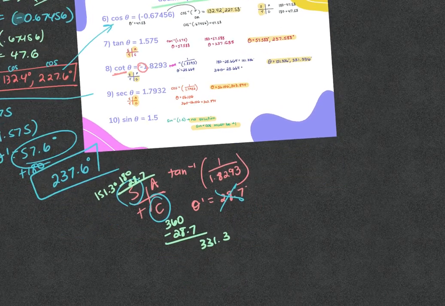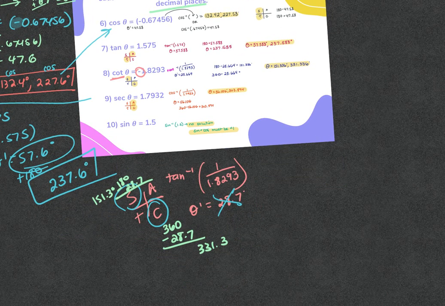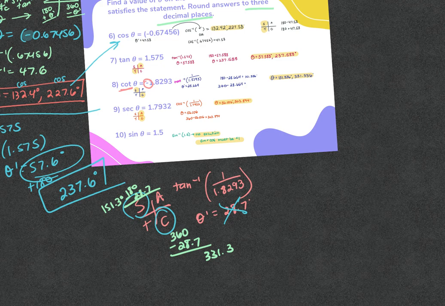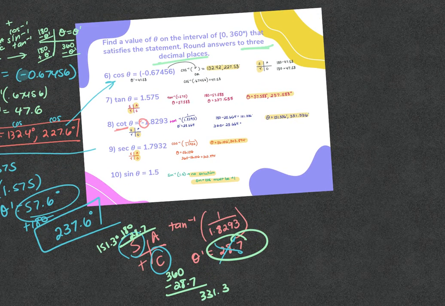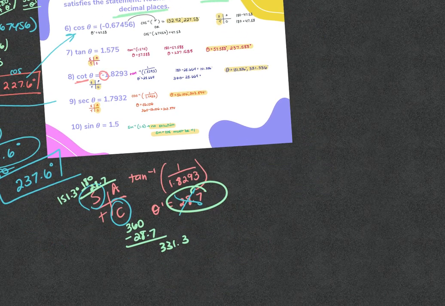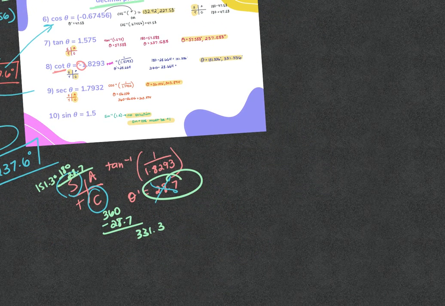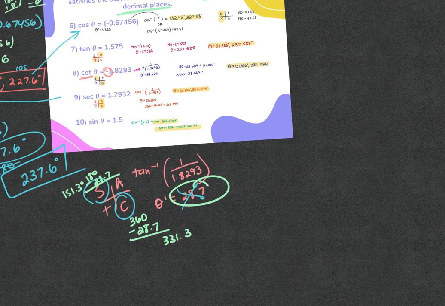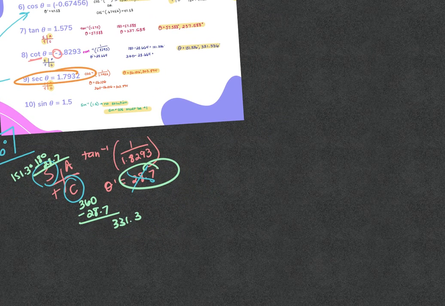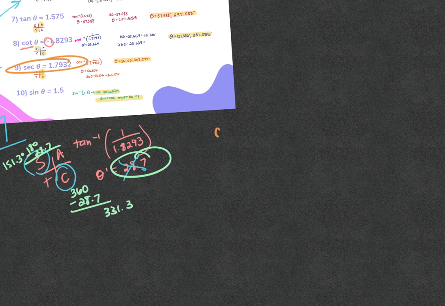So those examples should have been 3 decimal places. Make sure you pay attention, not like what I just did. Make sure you pay attention and get those 3 decimal places. All right, that was 8. So go to 9. Now you're dealing with secant. So we're going to do cosine -1 of 1 over 1.7932.